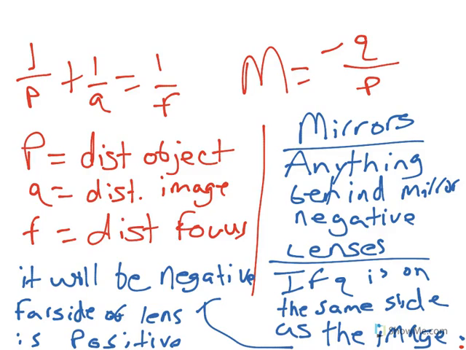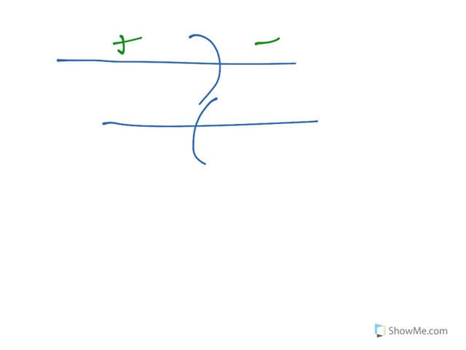So if we draw a mirror, all right, this is a concave mirror. If the image, or if anything forms back here, it's negative. If anything forms up here, it's positive. Same thing for a convex mirror. Anything that forms up here is positive. Anything that forms back here is negative. Be that the focus, the object, or the image. That's all the same. All right.